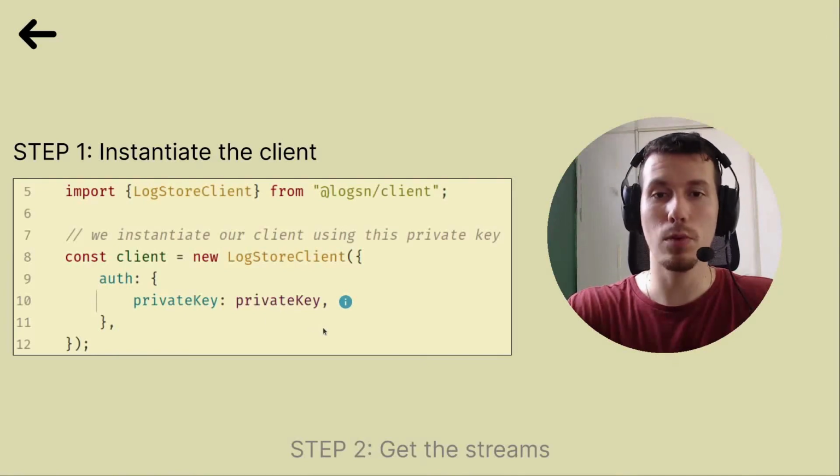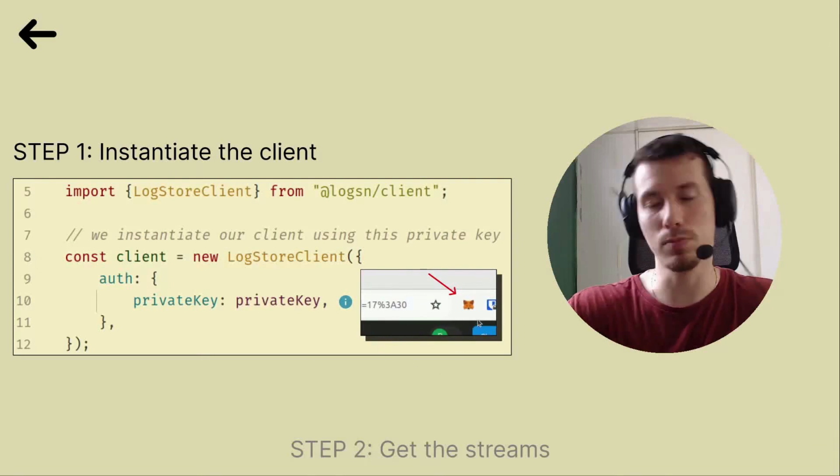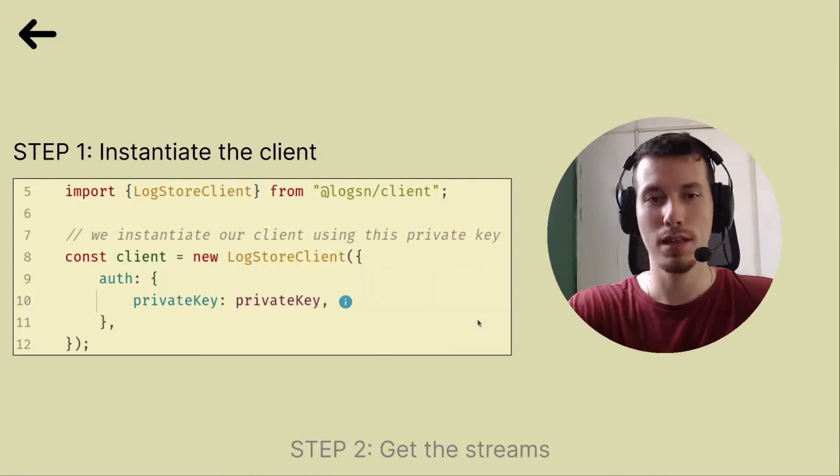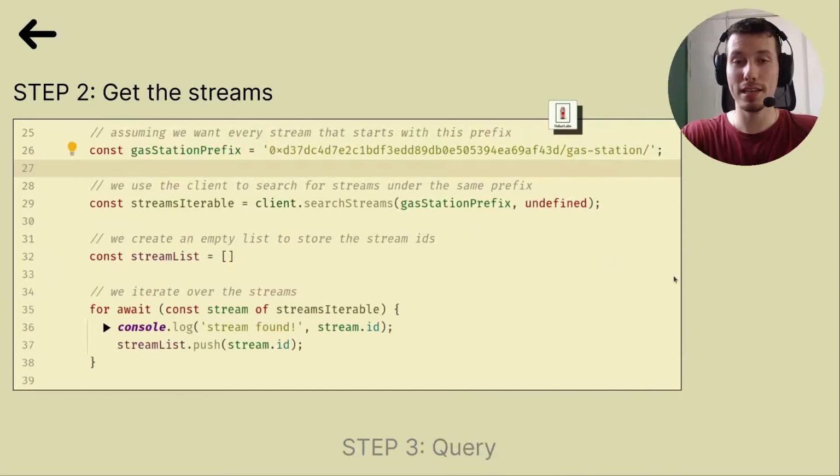Or if you are using it on web, you are able to ask the user to put his credentials by using MetaMask, for example. And this enables us to query on behalf of the user as well. The next step is getting the stream IDs from the network itself. And this is the prefix that we are using. For example, this is the address of the owner of the gas station streams. And we just ended here.